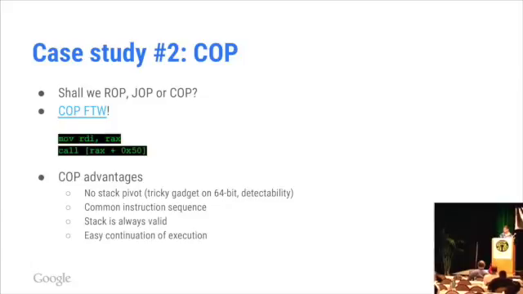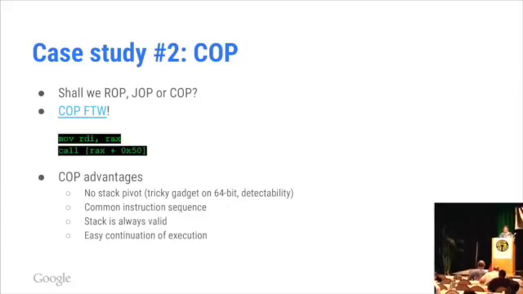Why is that so much better? Well, there are some significant advantages to COP. The main one, I think, is there's no what's termed a stack pivot. If you're doing ROP, you do this thing called a stack pivot. Stack pivot is a tricky gadget to find, especially on 64-bit. I should mention both Natalie and myself did demos against 64-bit processes, mainly because it's harder. If you want to claim 100% reliability, you should go for the hard case.